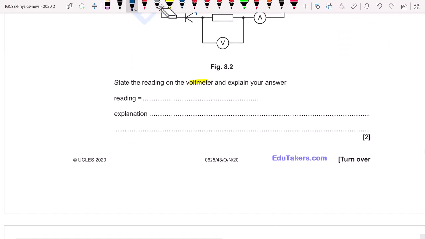Reading of voltmeter is 0 volts, and we also have to explain here: the diode is connected in reverse bias, so no current flows through the circuit. So I write here, diode does not pass current in reverse direction.